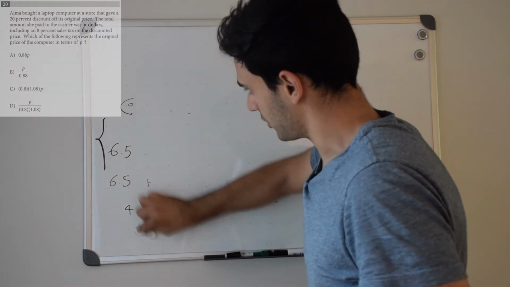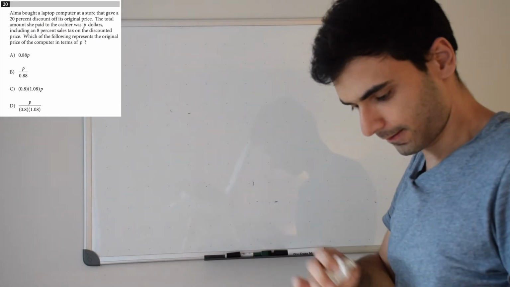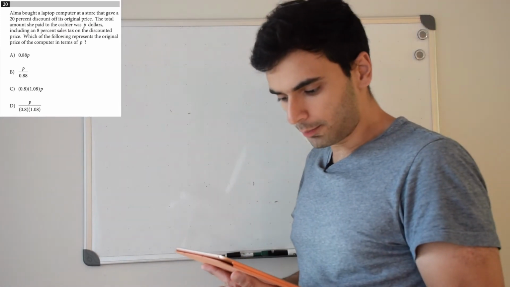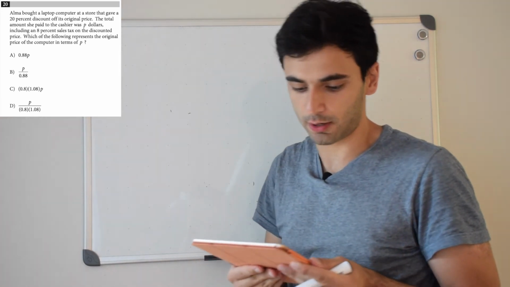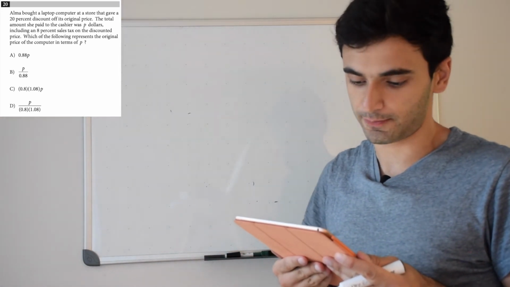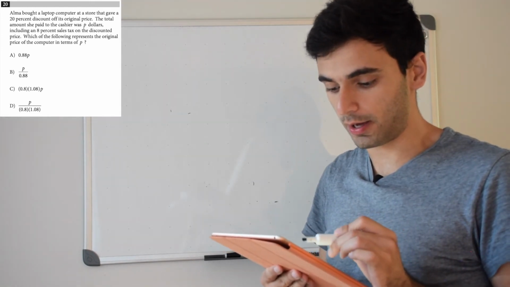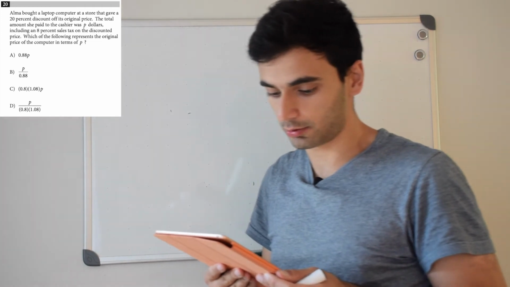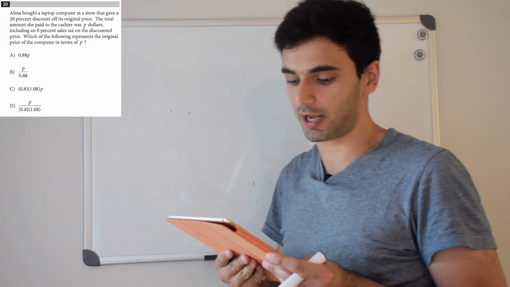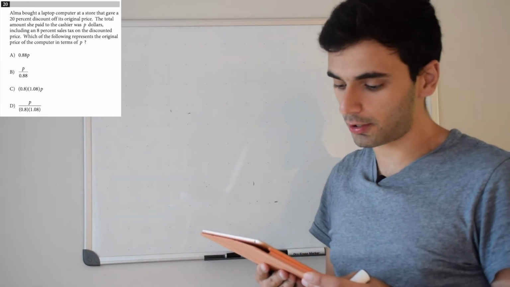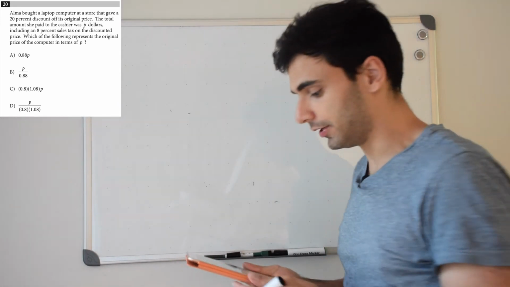The next question, question 20. Alma bought a laptop computer at a store that gave a 20% discount off its original price. The total amount she paid to the cashier was $P, including an 8% sales tax on the discounted price. Which of the following represents the original price of the computer in terms of P?